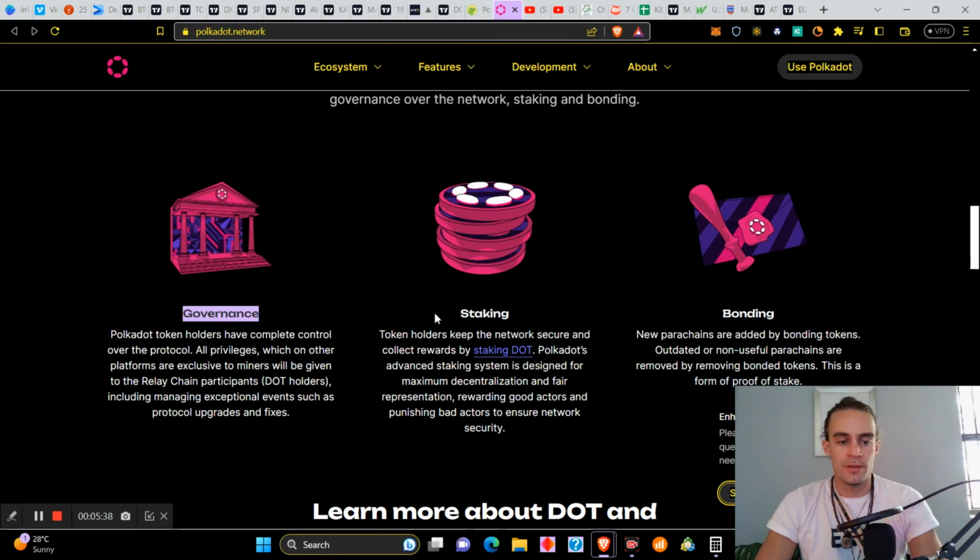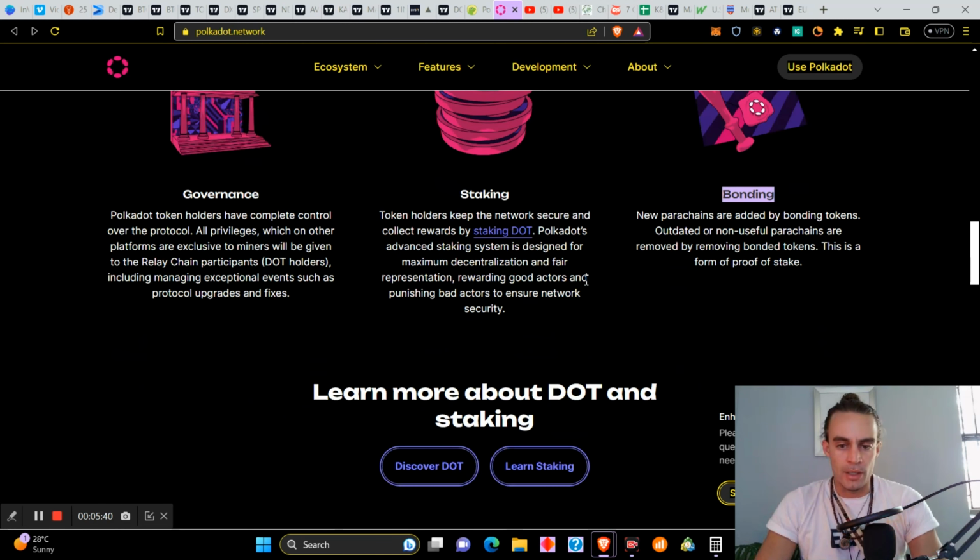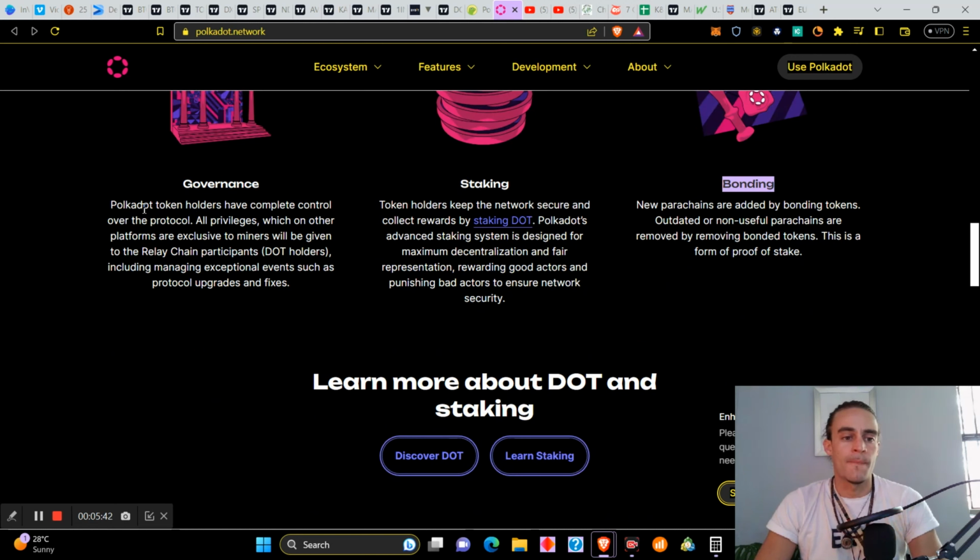So governance, staking, and bonding. Let's have a look at what those are. Polkadot token holders have complete control over the protocol. All privileges which on other platforms are exclusive to miners will be given to the relay chain participants, DOT holders, including managing exceptional events such as protocol upgrades and fixes.